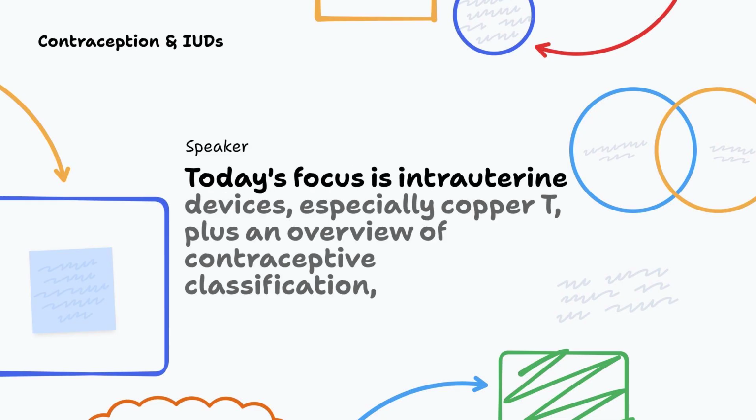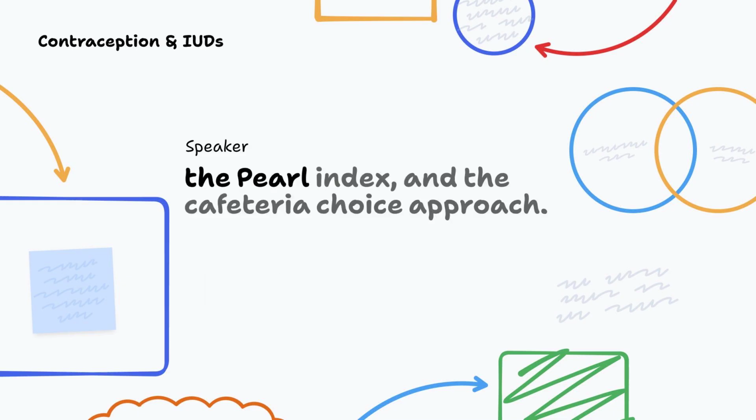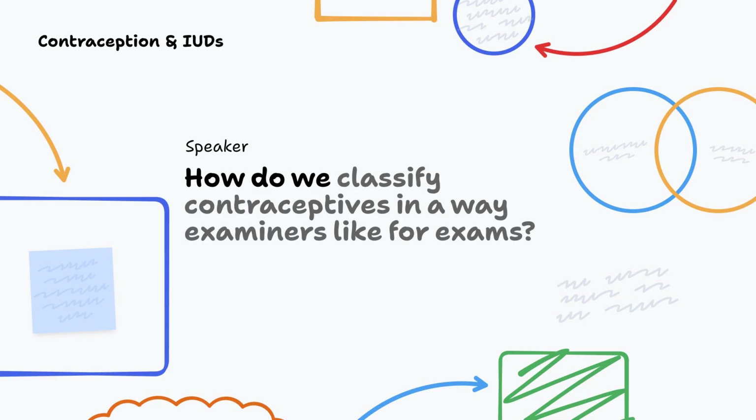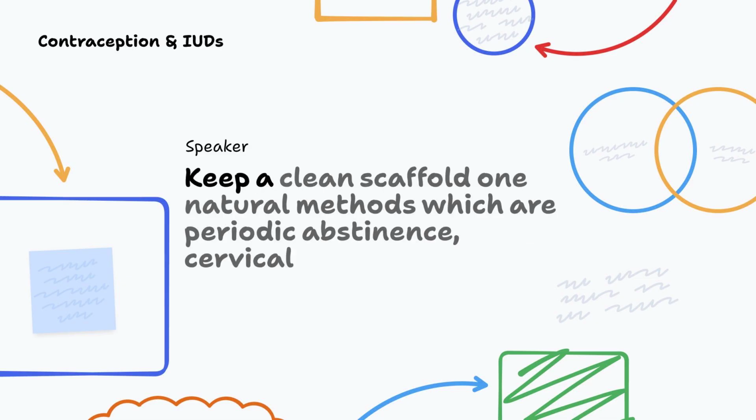Today's focus is intrauterine devices, especially copper T, plus an overview of contraceptive classification, the Pearl Index and the Cafeteria choice approach. Dr. Joshi, shall we start with the big picture? How do we classify contraceptives in a way examiners like? For exams, keep a clean scaffold.